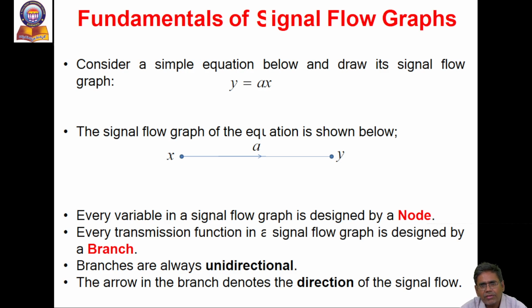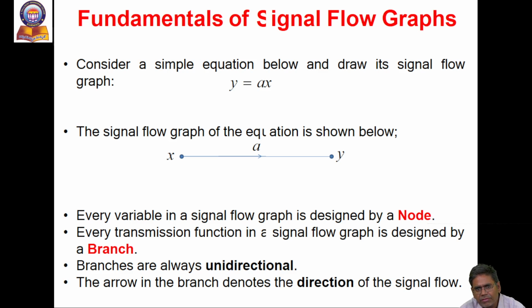Consider a simple equation to draw a signal flow graph: y is equal to ax. x is the input signal, y is the output signal, and a is the transmittance. That can be represented as a signal flow graph with x and y. The arrow mark indicates the direction of flow of the signal, and a is the gain, which is written at the top of the straight line.